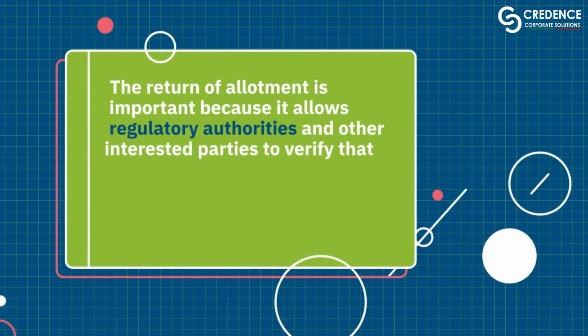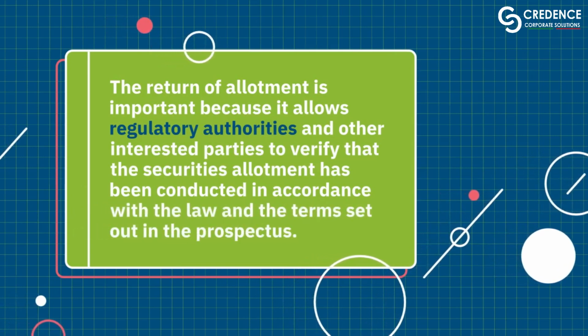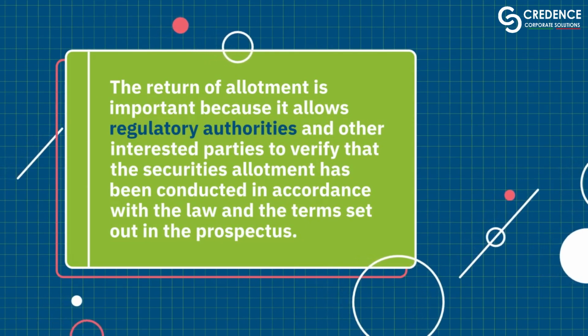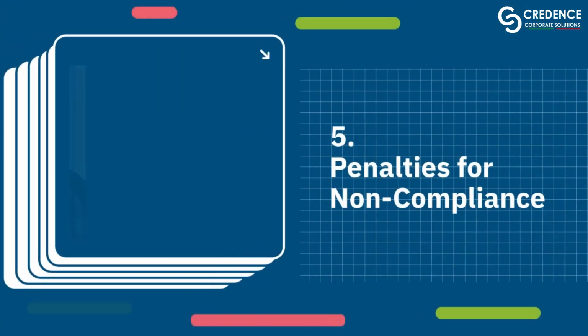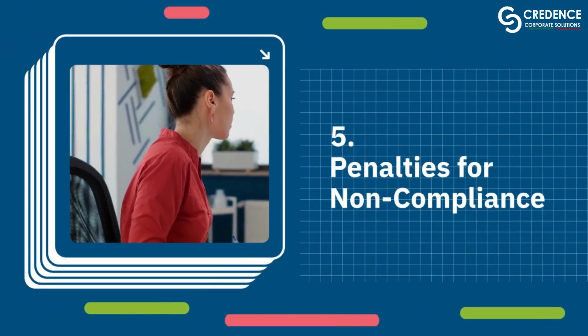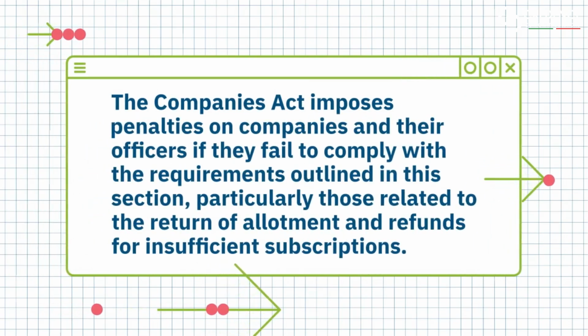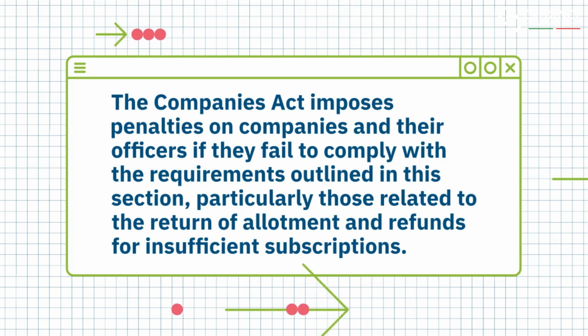The return of allotment is important because it allows regulatory authorities and other interested parties to verify that the securities allotment has been conducted in accordance with the law and the terms set out in the prospectus. 5. Penalties for non-compliance. The Companies Act imposes penalties on companies and their officers if they fail to comply with the requirements outlined in this section, particularly those related to the return of allotment and refunds for insufficient subscriptions.